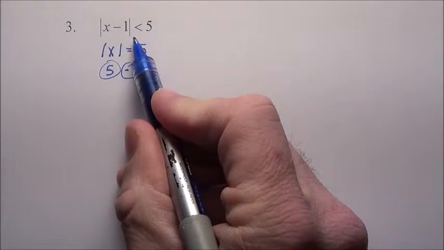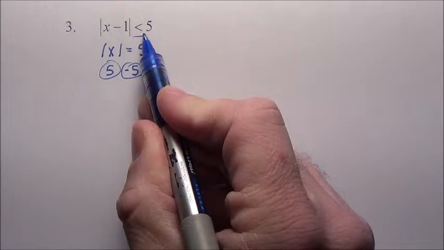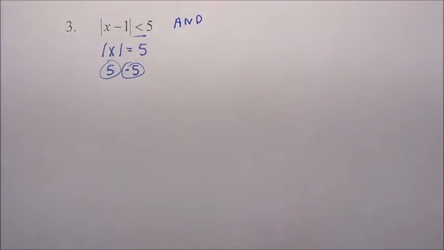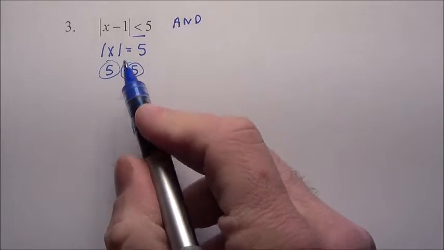The other thing we need to do is look at this sign. This absolute value piece is less than. Sounds like the word what? And. This is going to be an and situation where x has to do this and it's also going to do this. So let's take a look.